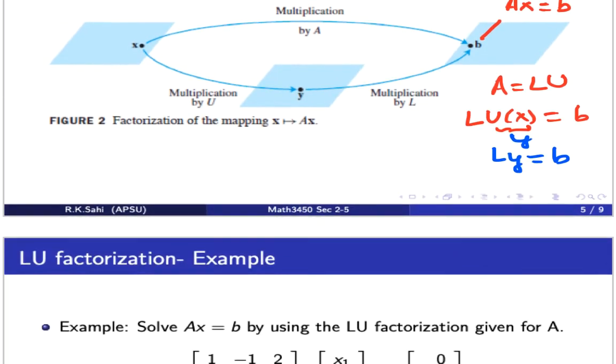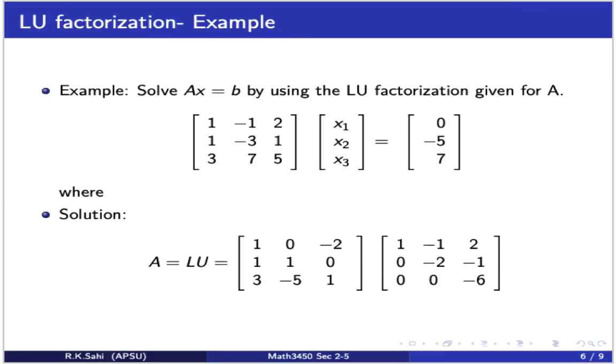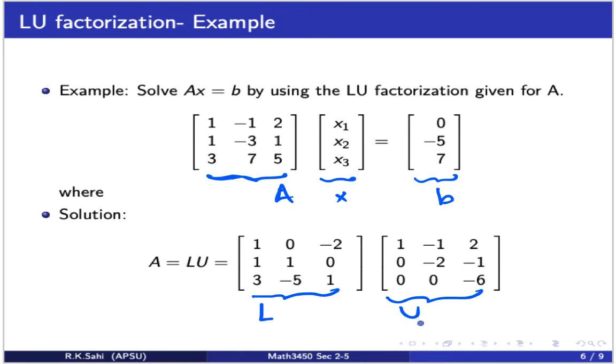Okay, now let's start with an example. We want to solve AX equals B by using this LU factorization. The L and U will be given to us. This is a matrix: 1, -1, 2, 1, -3, 1, 3, 7, 5. It's a 3 by 3 matrix. This is A for us. This is X and this is B. Now L and U are given. This is clearly a lower triangular matrix and this is an upper triangular matrix in the echelon form.